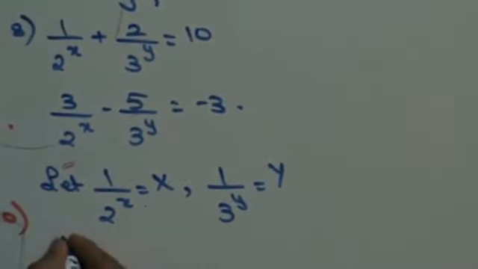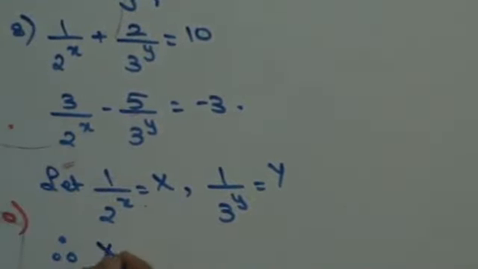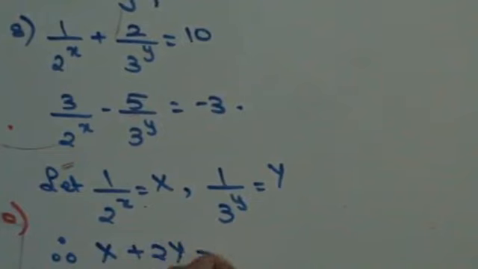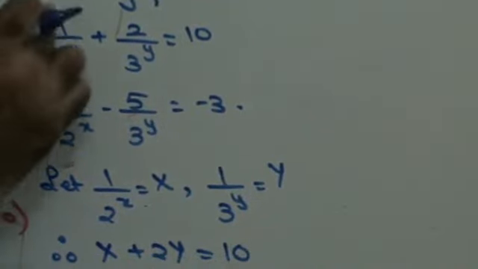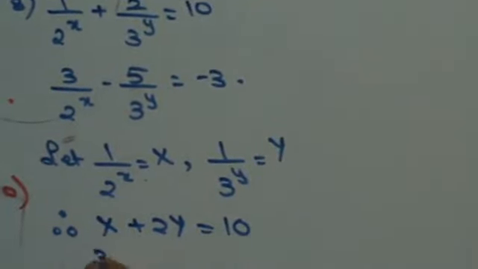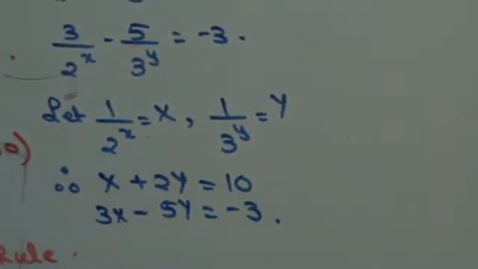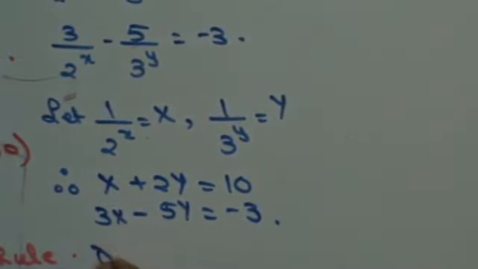In which case my equations now will become, this particular equation will become X plus 2Y is 10. 1 into X will give you X. 2, 1 upon 3 raised to y is Y. So X plus 2Y is equal to 10. Similarly, this is going to be 3X minus 5Y is equal to minus 3. Now let's find out D first.